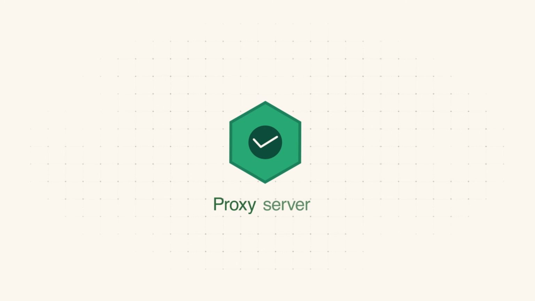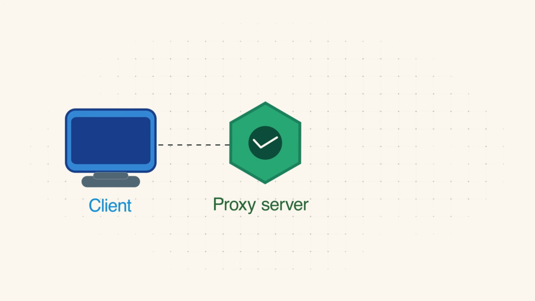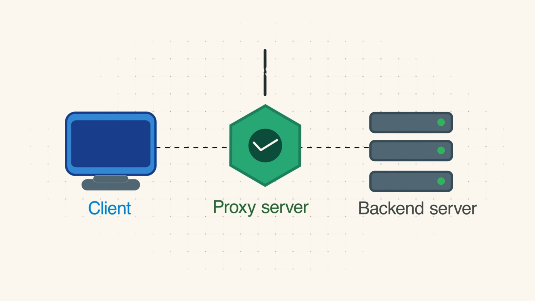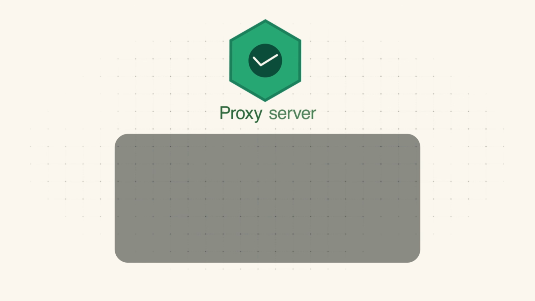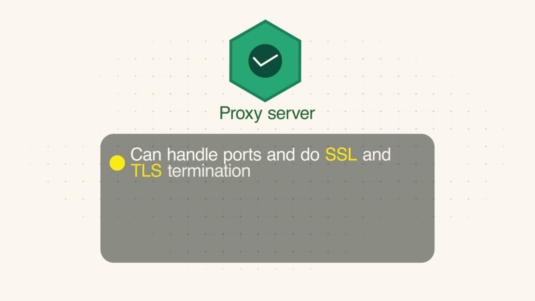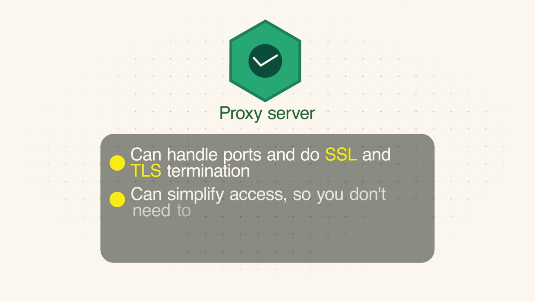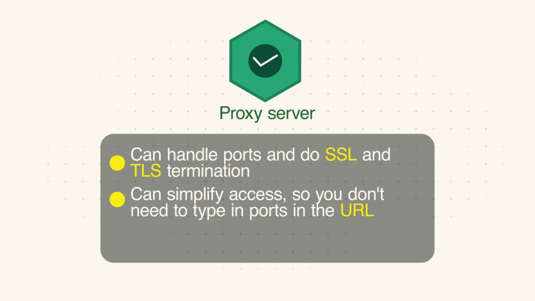A proxy server is a middleman between a client and a backend server. It forwards requests and responses, and also adds features like caching or filtering and much more. Unlike a simple DNS record, which just maps a name to an IP address, a proxy server can handle ports and do SSL and TLS termination. It can simplify access, so you don't need to type in ports in the URL, and it also adds a bit of security as well.